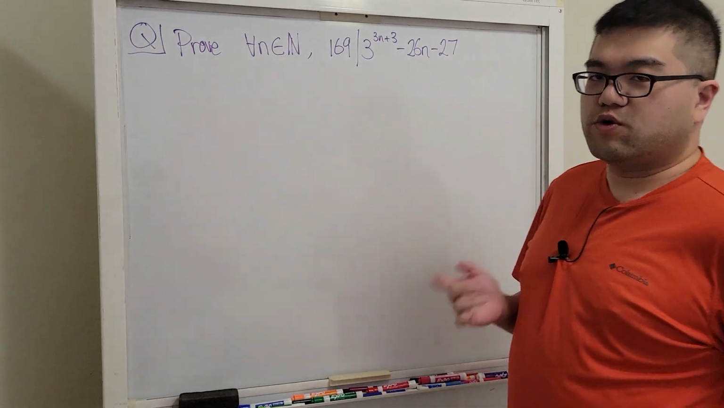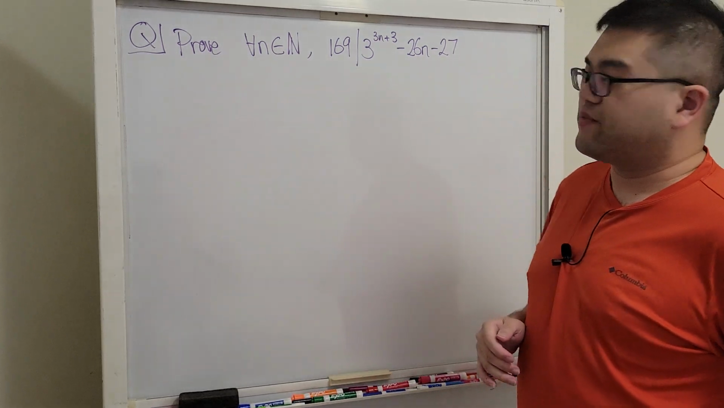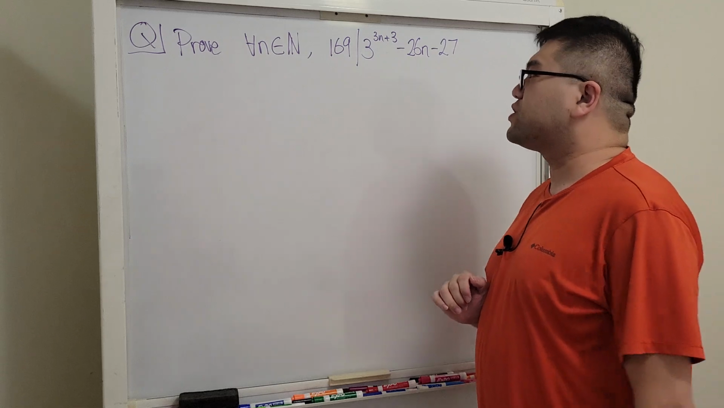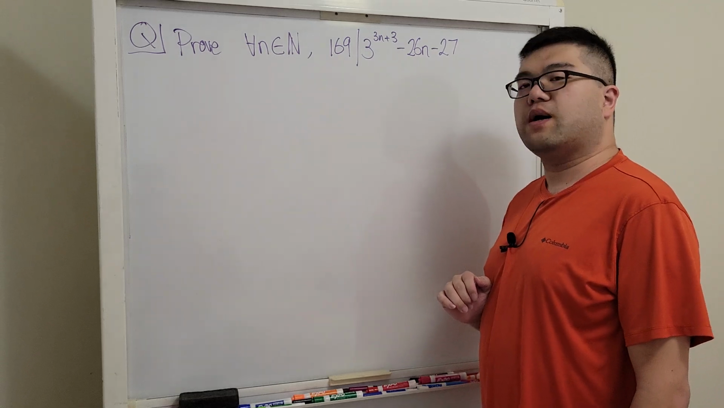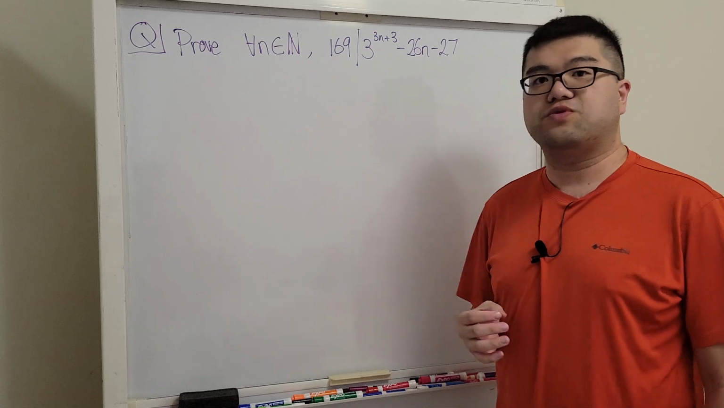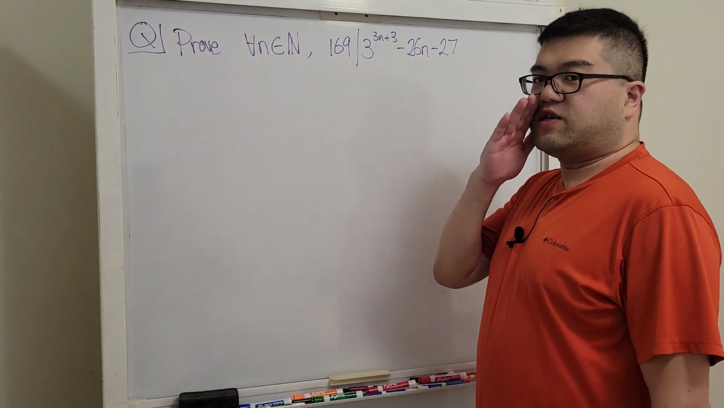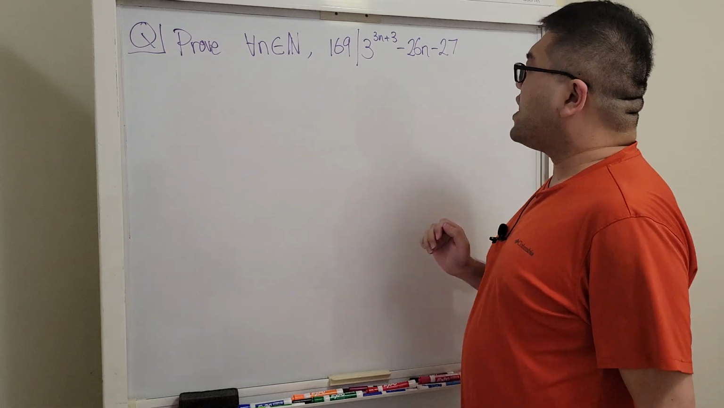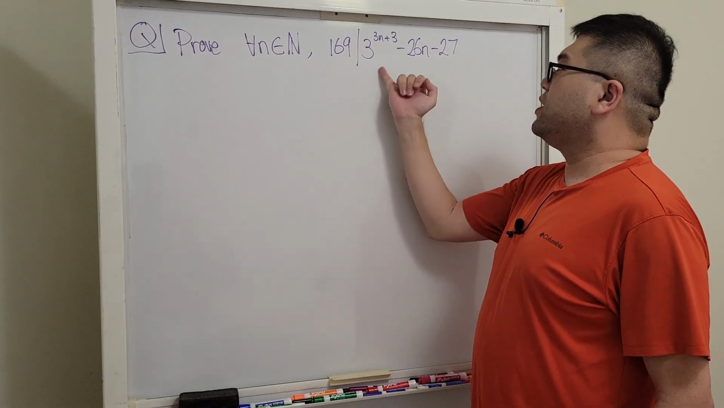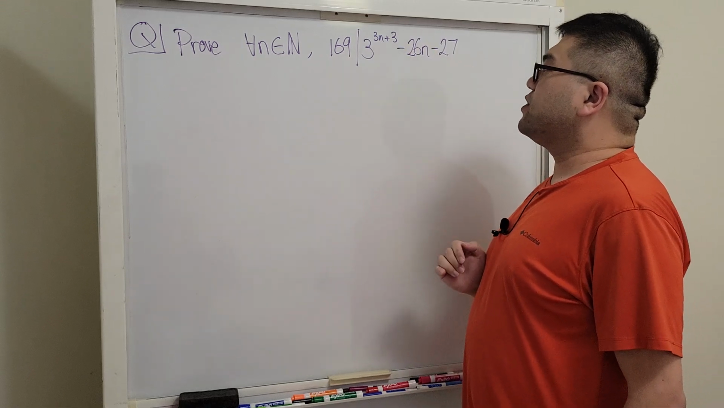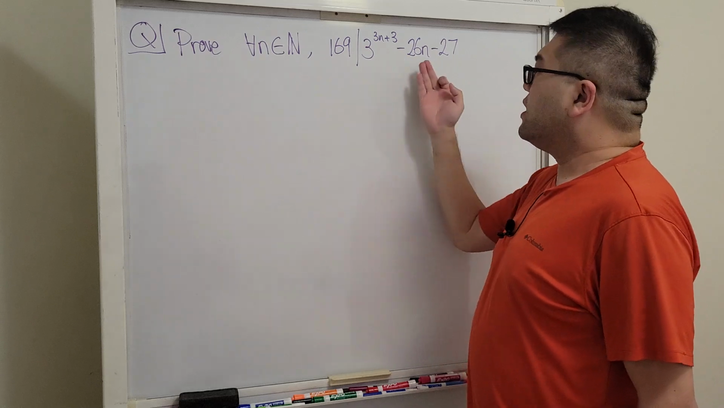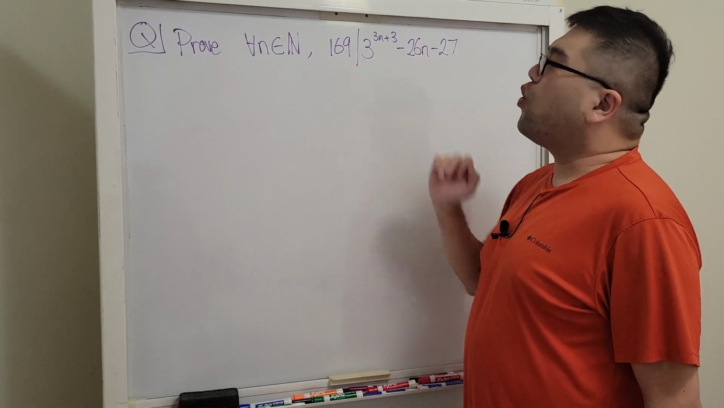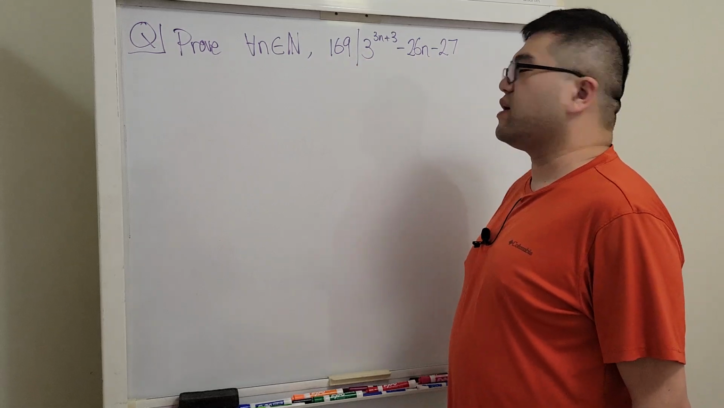This time we are still solving a number 3 problem, but this one actually might be harder than what you think. So the question is to prove that for all n natural numbers, so in this case we do not include 0. But in fact, if we include 0, that would work. We want to show that the expression on the right side, 3 to the exponent 3n plus 3 minus 26n minus 27, is always a multiple of 169.